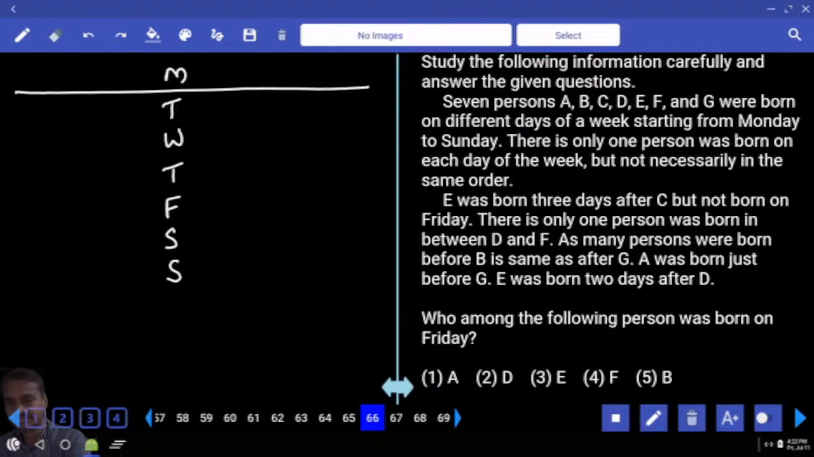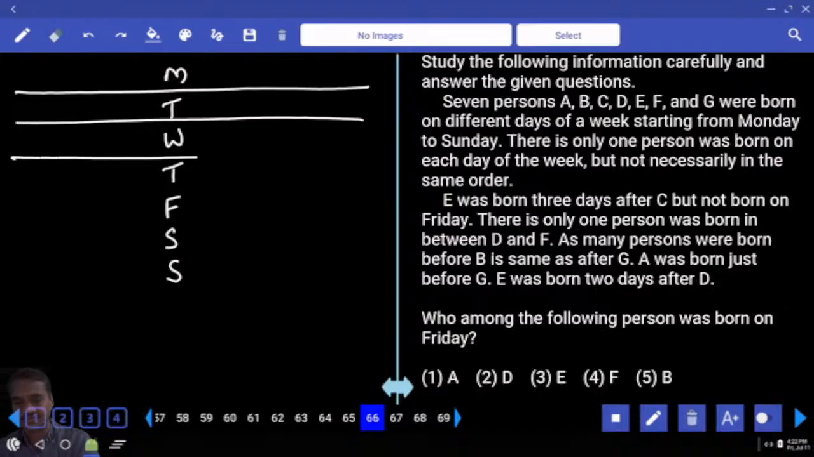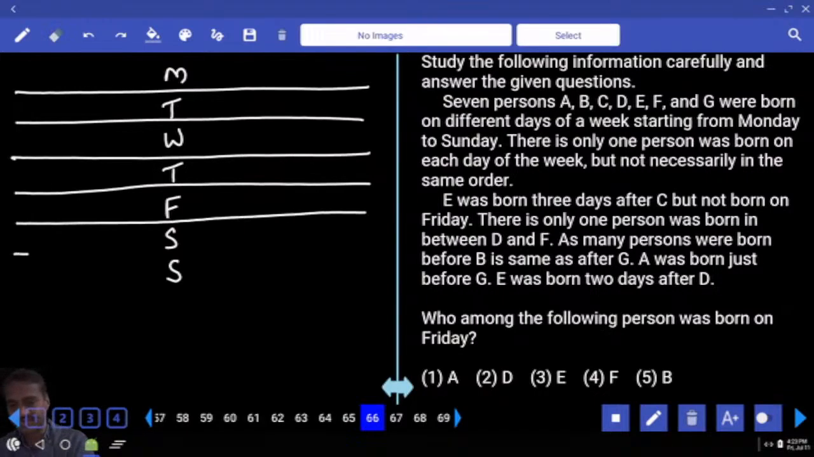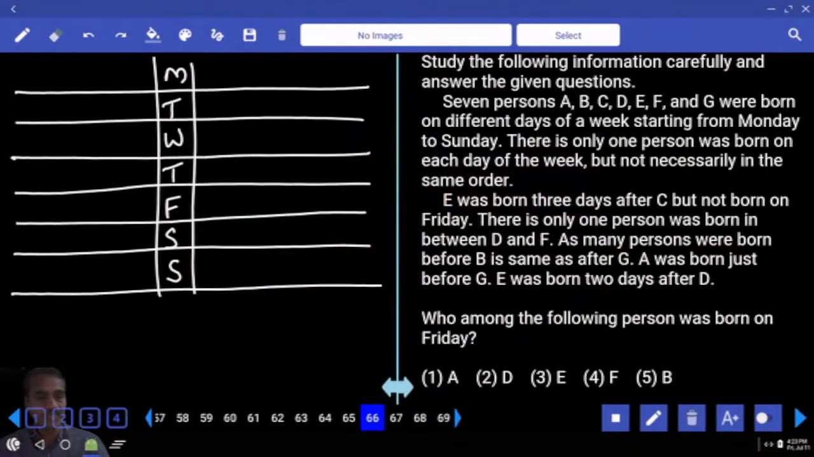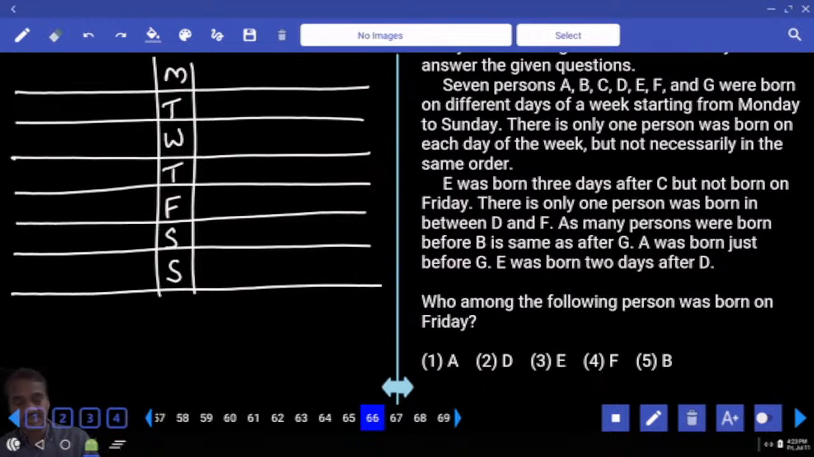These are the 7 days. 7 persons were born on 7 different days of a week. Then coming to condition number 1, first write down the days at the center. Then mark the first condition. Now he was born 3 days after C.